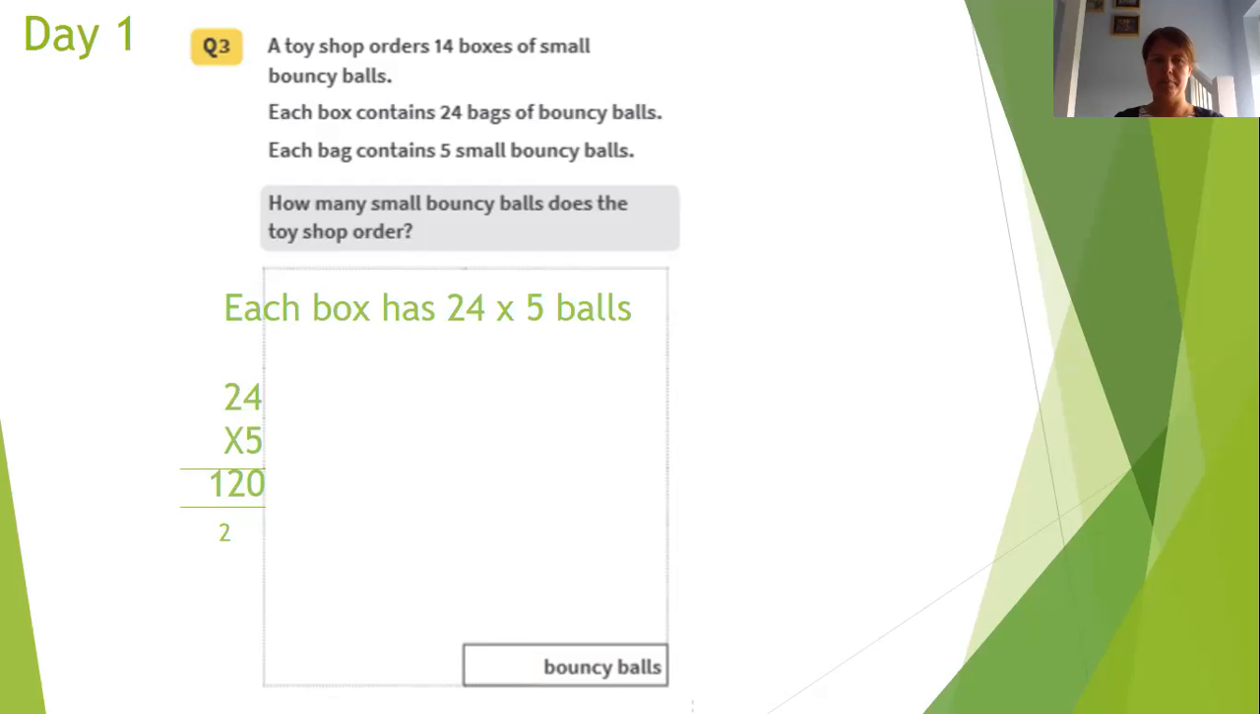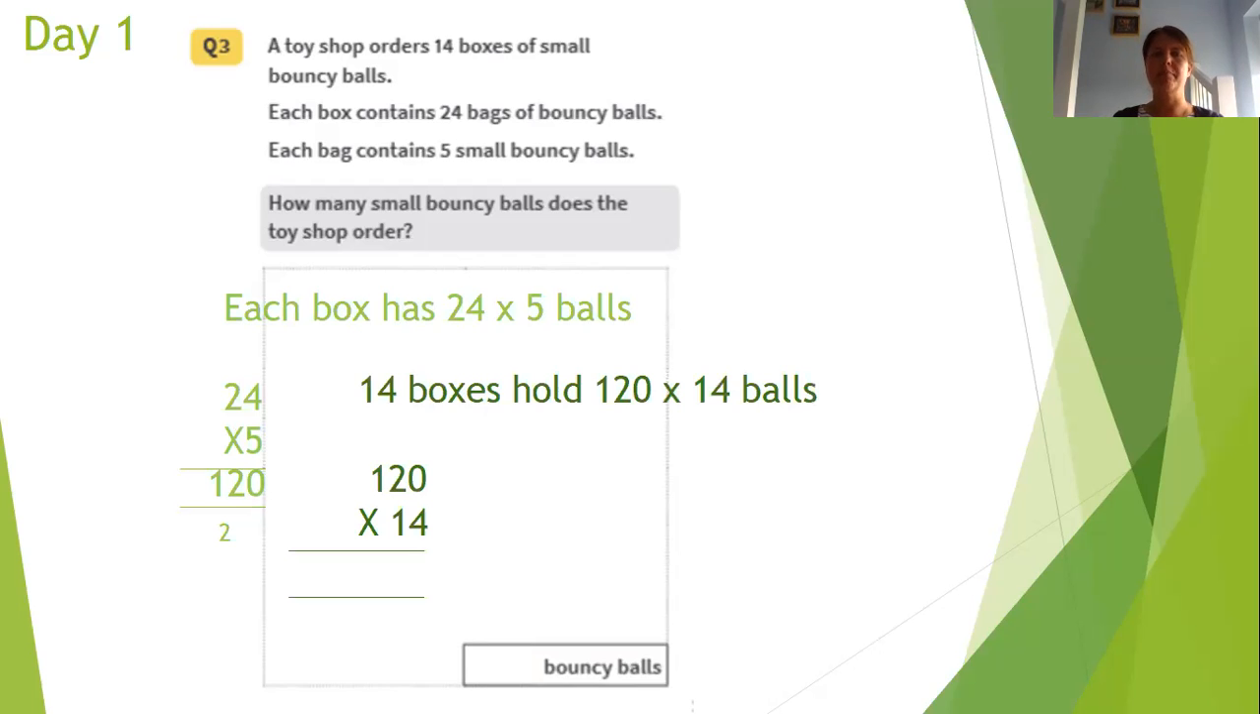The other way of multiplying by 5 is to multiply by 10 and halve it. So I'll just check using that method. 24 multiplied by 10 is 240, and half of that is 120. So I'm happy with that. Don't write 120 in the box because we haven't answered the question yet. We want to know how many small bouncy balls the toy shop orders. So it ordered 14 boxes. Well, I know that one box is 120 balls. So 14 boxes is 120 times 14.